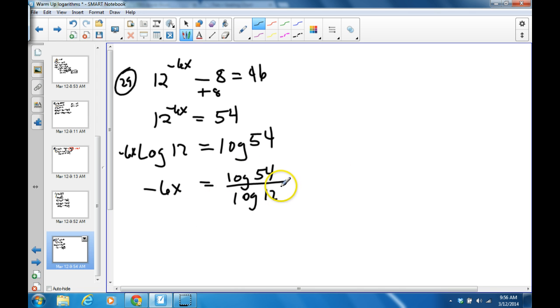And then you divide it by negative 6. So that's it for today.